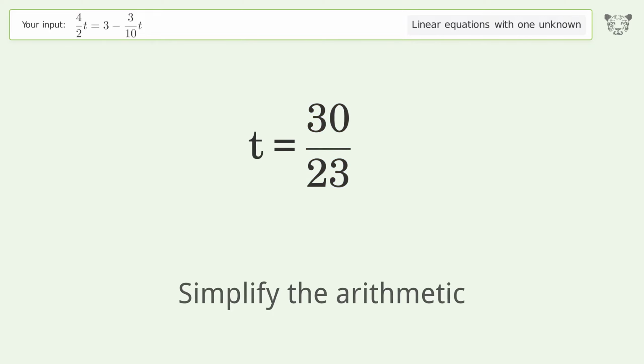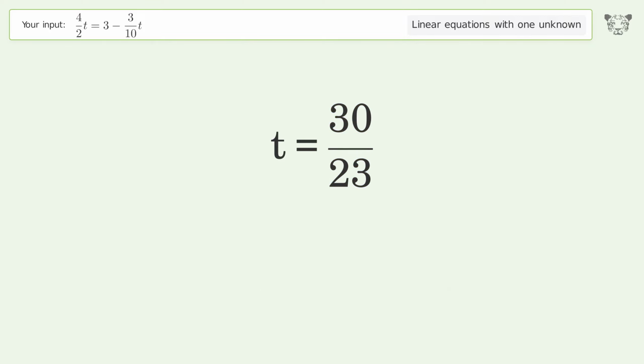And so the final result is t equals 30/23.